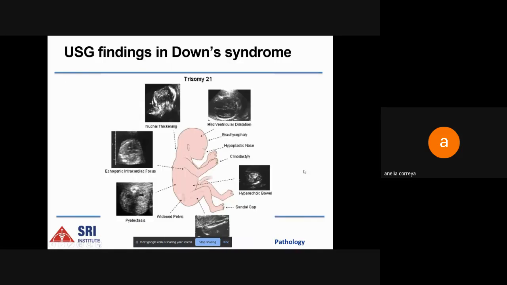There are also certain soft markers which we should check for in the ultrasound. Taking Down syndrome as an example, the ultrasound findings of hypoechoic bowel, pyelectasis, which is dilation of the renal pelvis, shortening of the limbs, nuchal translucency, and echogenic intracardiac focus with ventricular dilation can be seen.